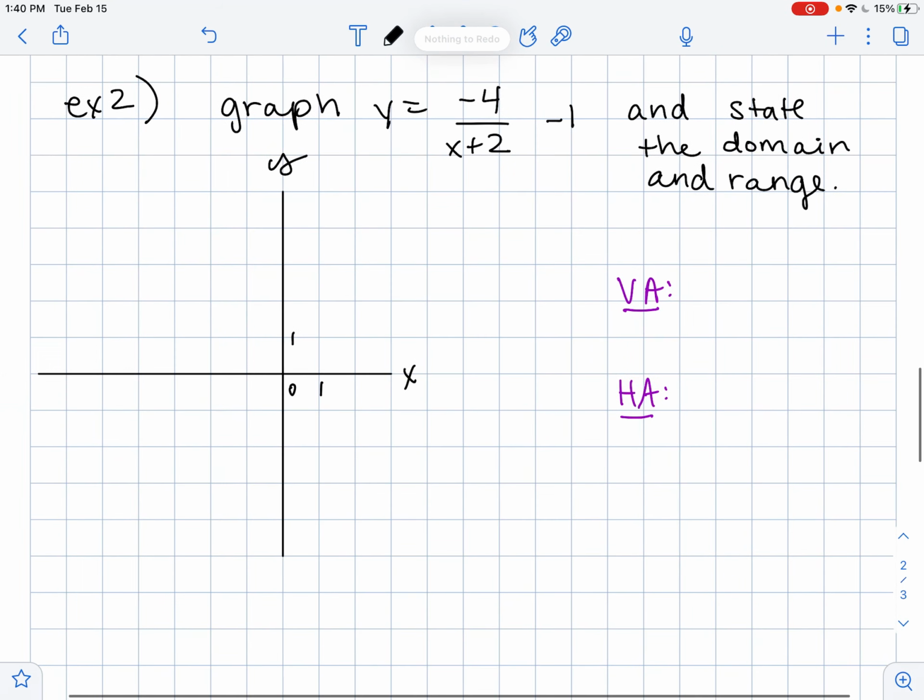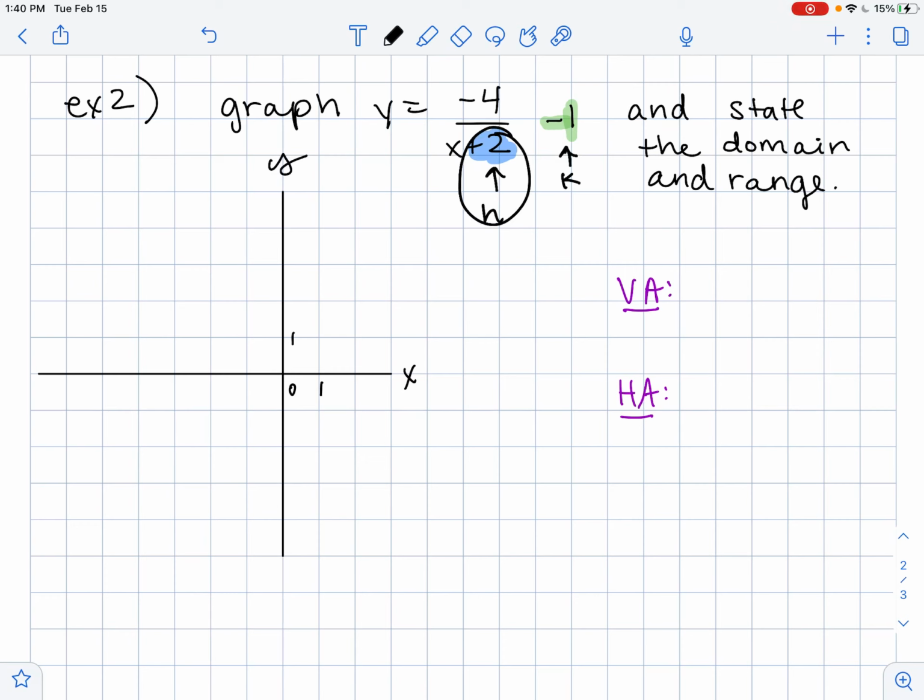So let's look here. We're going to graph negative 4 over x plus 2 minus 1. So remember, this is our h, and this is our k. So my vertical asymptote is right here. That's x plus 2, so that really means x equals negative 2, because it's always going to be opposite. Negative 2 is my vertical asymptote. And my k value is y equals negative 1.